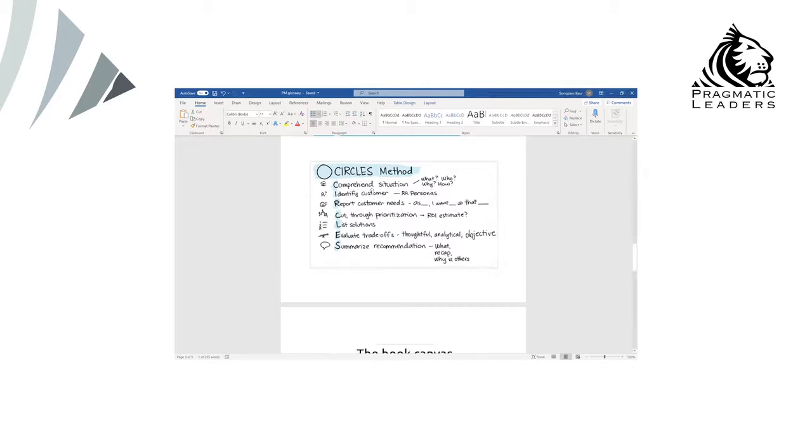So CIRCLES is again an acronym. First of all, you try to comprehend the situation: what, who, why, how, right? So let's say someone tells you, how would you launch the LinkedIn Live feature if you were the PM? First of all, you'll understand what the live feature even means. Who is the target audience here? What kind of business goal are we trying to achieve? Some of those things are part of the comprehend situation aspect, where you ask a lot of clarifying questions and also try to understand why someone would really want to launch it, right? Then you identify the customers or the user personas, right?